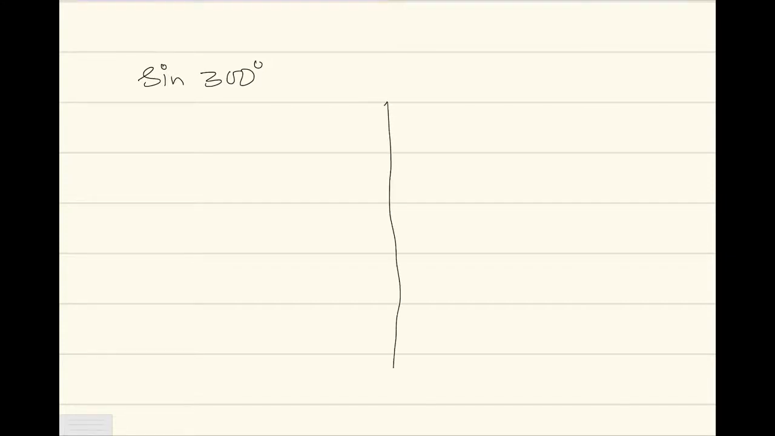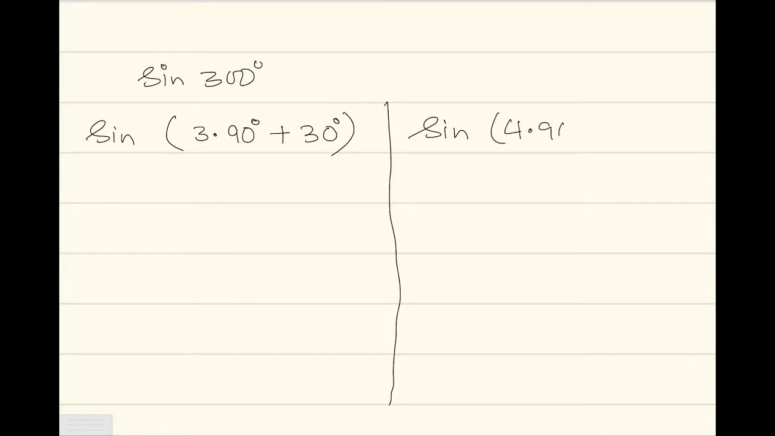Maybe I can do 2 columns here. One, I can write it as sine of 3 into 90, that's 270, plus how much should I add? 30 degrees. That's one way to write it. The other way I can write it is sine of 4 into 90 minus 60 degrees, isn't it? Because 4 into 90 is 360.